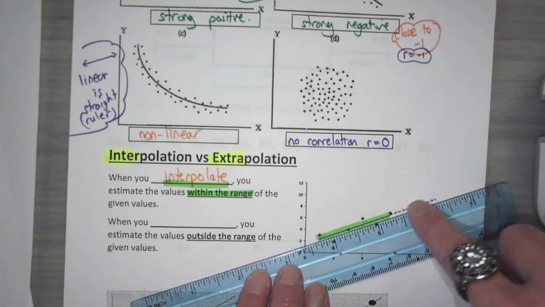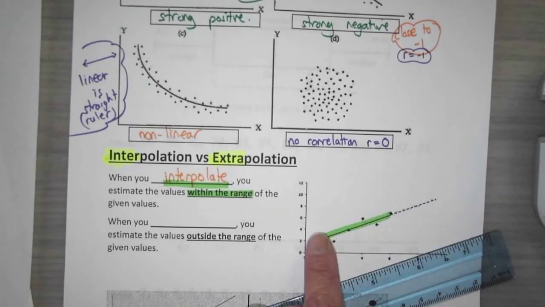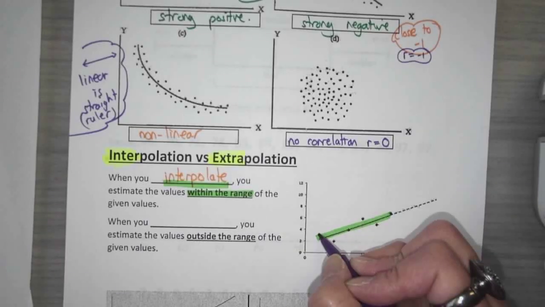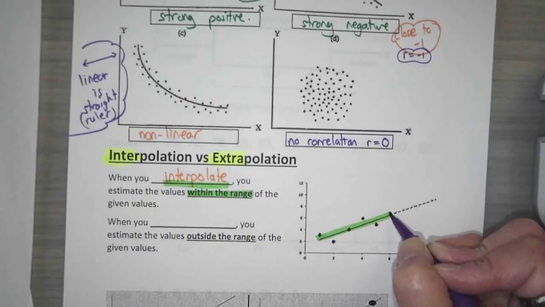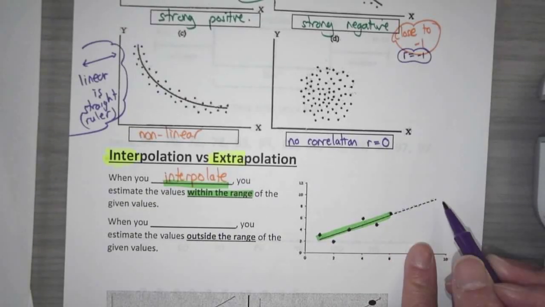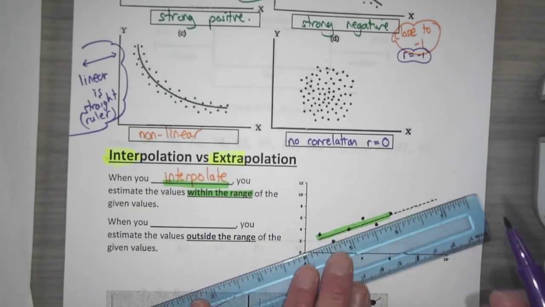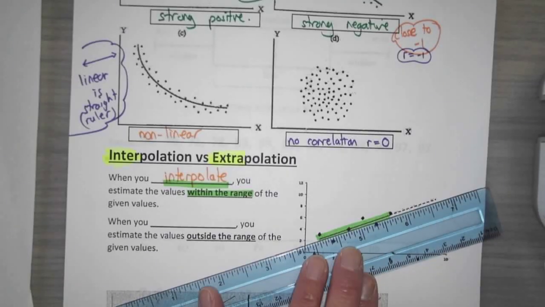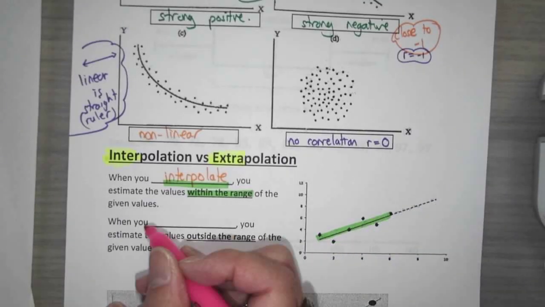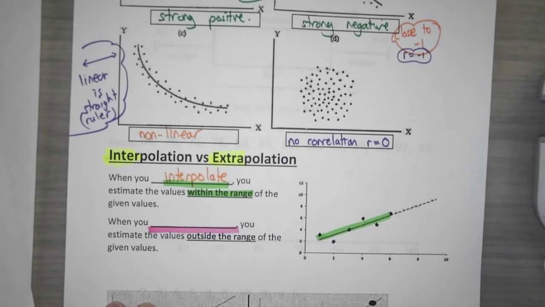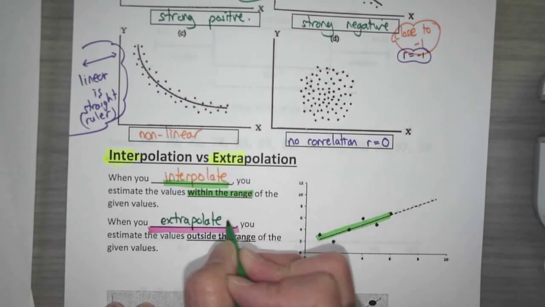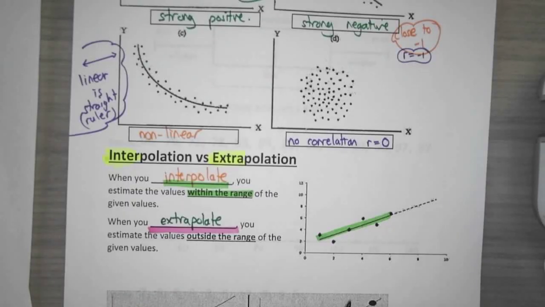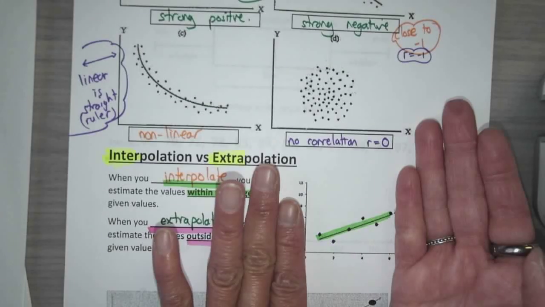If my line stops here, but I extend it with my ruler, and I go, but wait, I want to see what happens with the rest of it, and I do more, but my data, look, my data are these dots. These are the data that you got from your experiment. I have no dots here, but I extended the line going, well, I'd like to know what happens here. That's when you extrapolate, which means outside of the range.